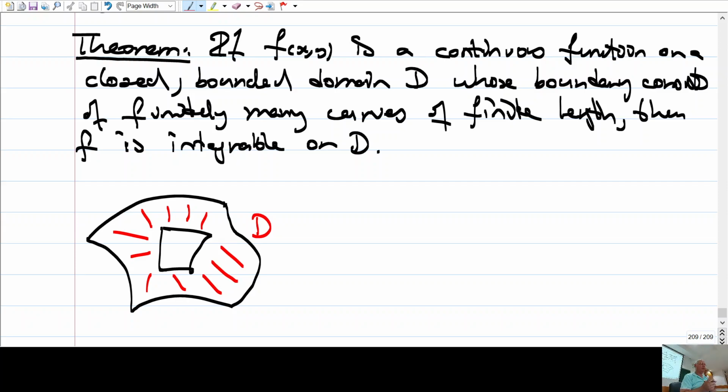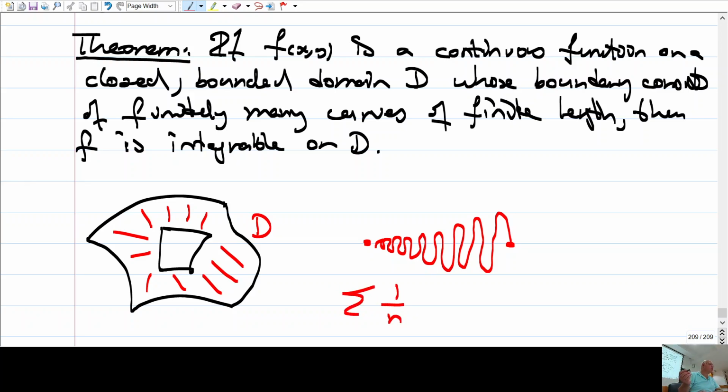You may think, are there curves of infinite length? Well, yes. You may join two points with a curve of infinite length. How? You can do something like this. You can arrange this so that you have infinitely many ups and downs, and the length of each piece is 1 over n. Then when you add them up, you get infinite. So you may have some boundary curves of this type.